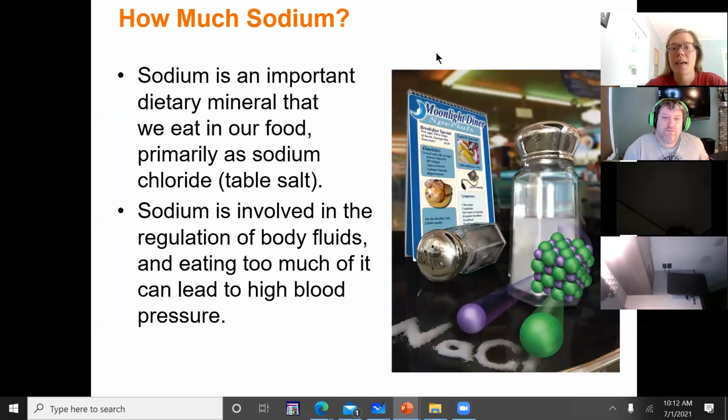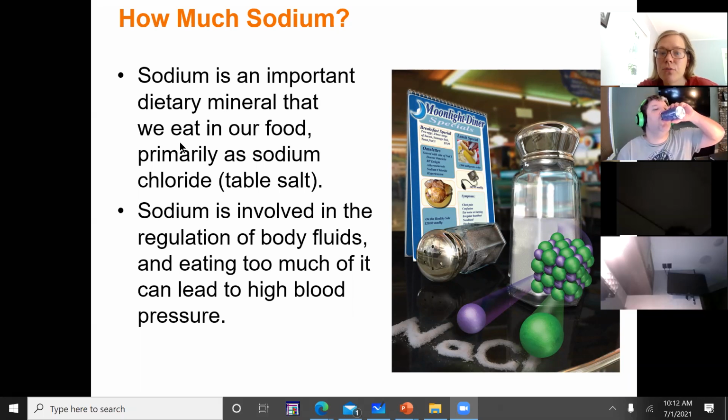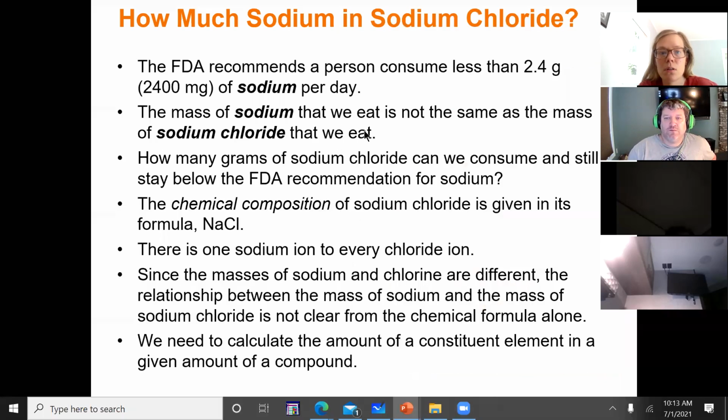All right, so in the beginning it says, hey, how much sodium? Sodium is an important dietary mineral that we eat in our food. The way we consume sodium is primarily through sodium chloride. We don't eat sodium metal. That would not be very appetizing. Instead, we digest it using salt. Sodium is super important in the body. It helps to regulate fluids, but there is a balance. So you don't want to eat too much salt. There's kind of a nice window for each individual.